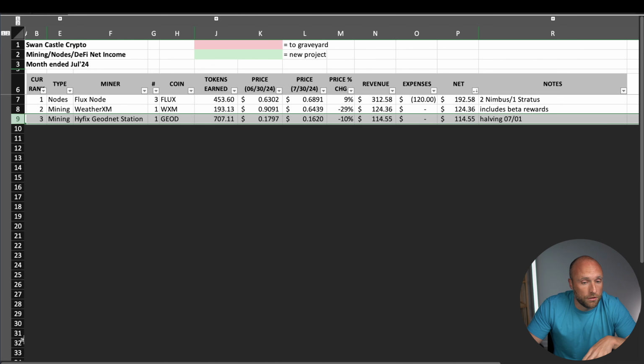I'm really excited long-term for this project. I think it's one of the best use cases I've seen in terms of DePIN projects, in terms of trying to help the accuracy of GPS around the globe.